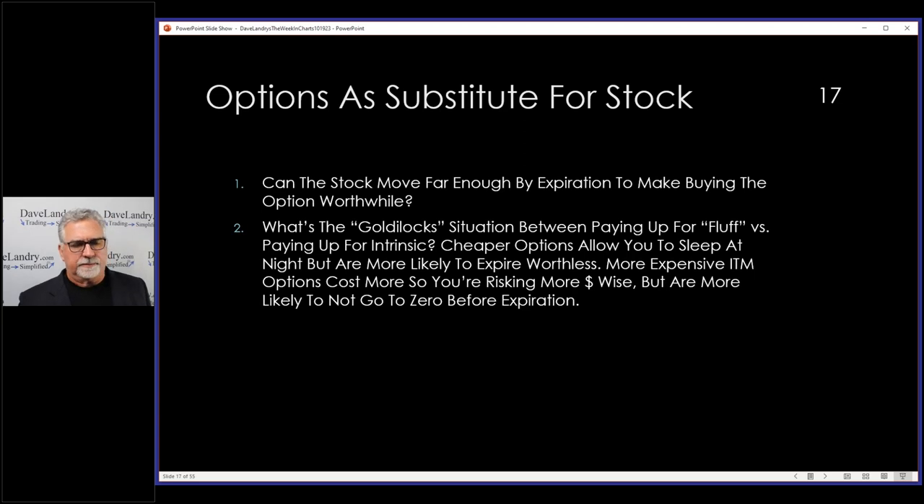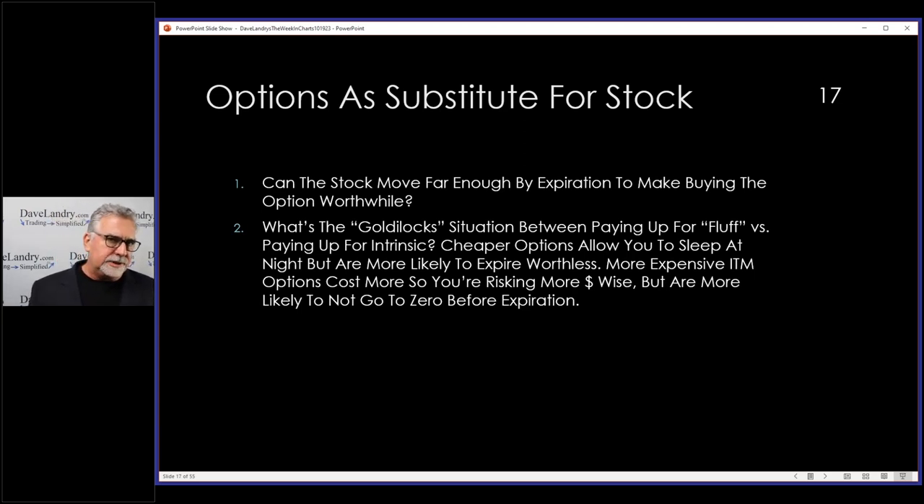So you need to ask yourself, what's the Goldilocks situation between paying up for fluff versus paying up for intrinsic? Cheaper options allow you to sleep at night, but are more likely to expire worthless. And I'll show you an S&G trade here in a few minutes that we talked about on Facebook, and that'll make a little bit more sense for an out-of-the-money option. More expensive in-the-money options cost more, so you're risking more money-wise, but are more likely not to go to zero before expiration. So you'll have some value left in that option, you won't lose 100% of what you put up.